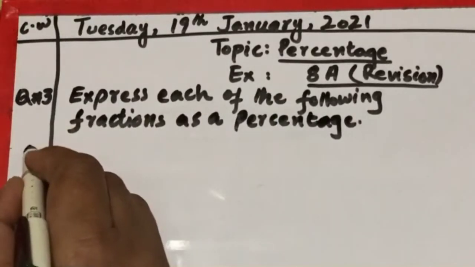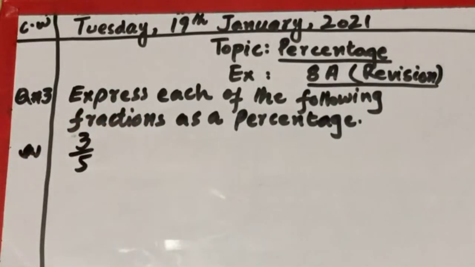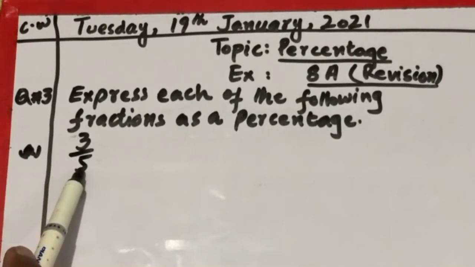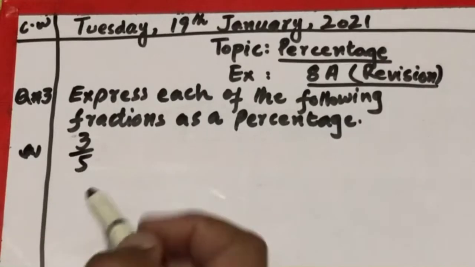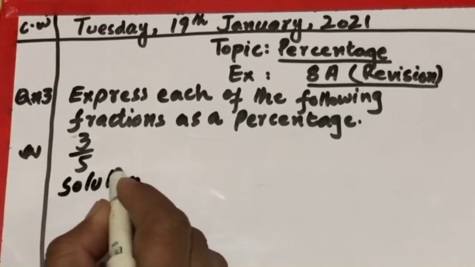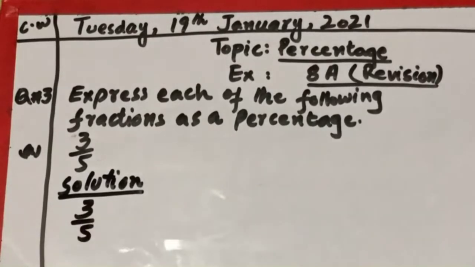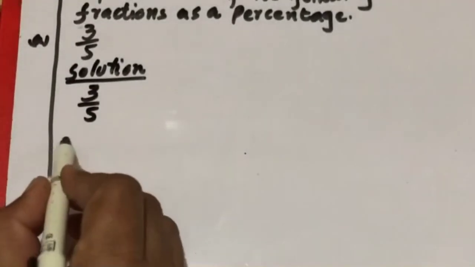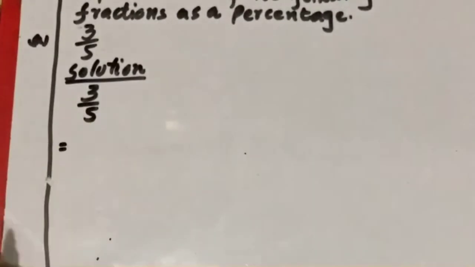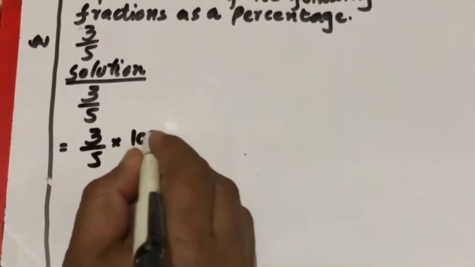The first part of question number 3 is 3 by 5. So in part A, the fraction is given, which is 3 over 5, in which the numerator is 3 and the denominator is 5. We have to convert this fraction into a percentage. So in the solution, we will write the fraction again, 3 over 5. To convert the fraction into a percentage, we will multiply the given fraction by 100%.